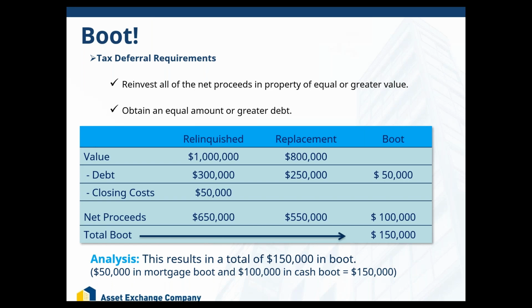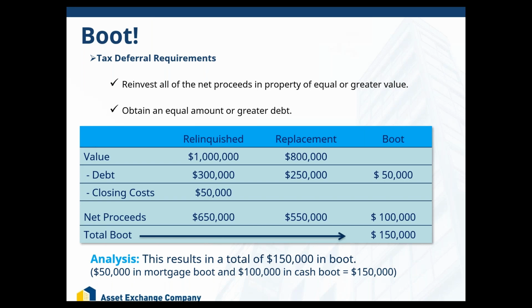It just means that instead of getting a full deferral, you're going to get what's referred to as a partial deferral. Now, partial why? Because you're going to be paying some taxes on that $100,000 of cash boot, right? Typically, the taxes that you're going to pay on boot are going to be significantly less than if you just sell the property outright, all right?